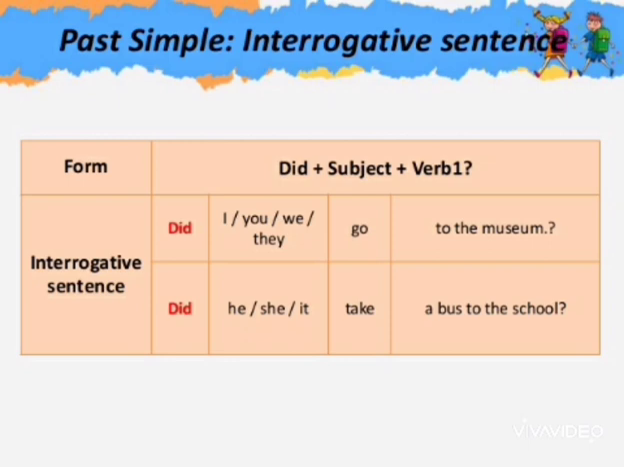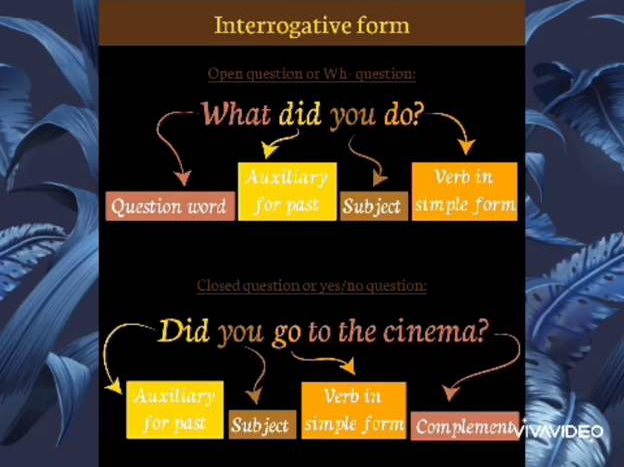Here also you can see the simple past form of the auxiliary verb, did, and you have to use the simple present form of the main verb, like take. Did he take a bus to the school? Some more examples for your better understanding. Open question or WH question.